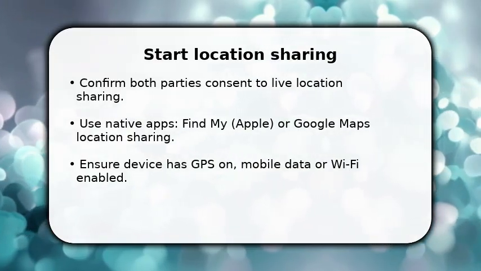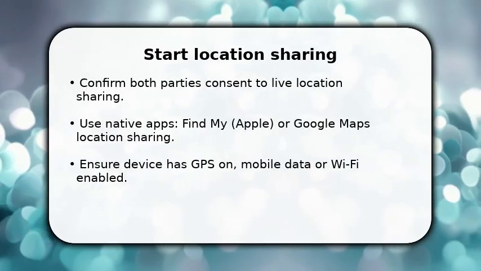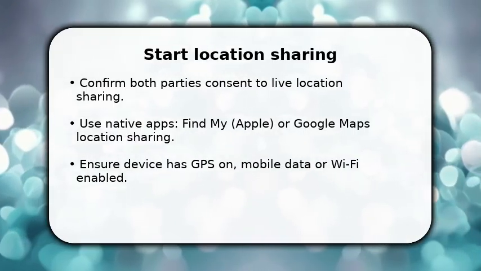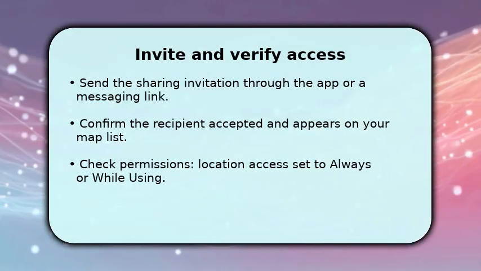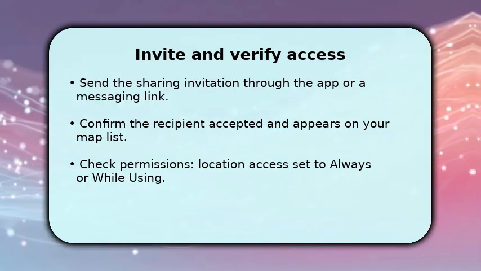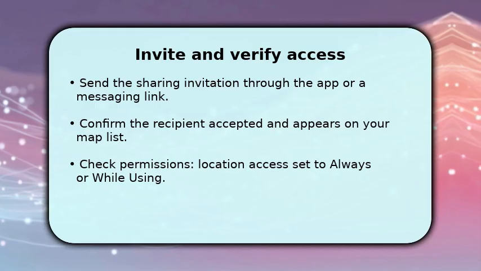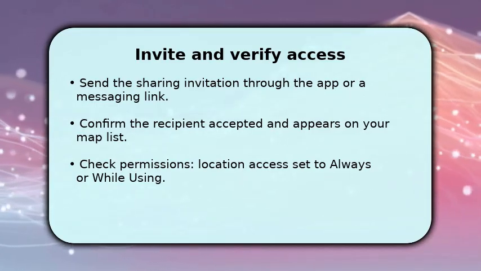Make sure both devices have location services and background app refresh enabled, because without them, the feed will be inaccurate or stop updating. After initiating sharing, verify acceptance immediately. The contact should appear on your map with a live moving dot or status. If they don't show up, ask them to check their notification and accept the invite, then confirm app permissions.